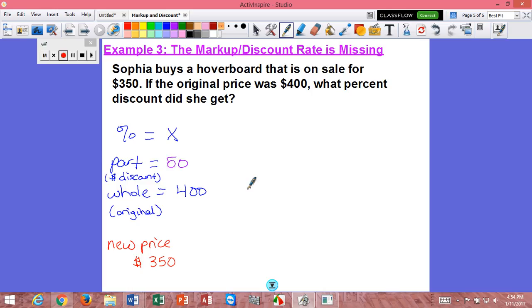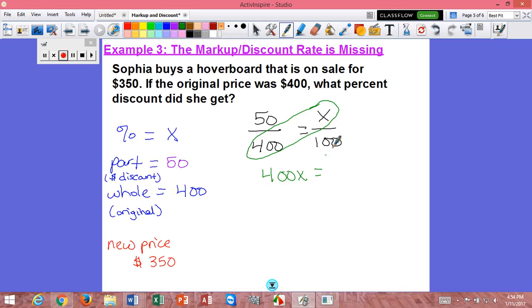Now we can set up our proportion. Part over whole equals the percent over 100. And now I'm going to cross multiply. 400 times x is 400x. And 50 times 100 would be 5,000. And I'm going to divide by 400 on each side.